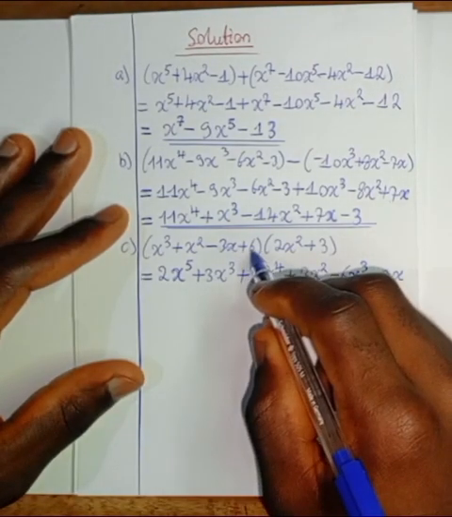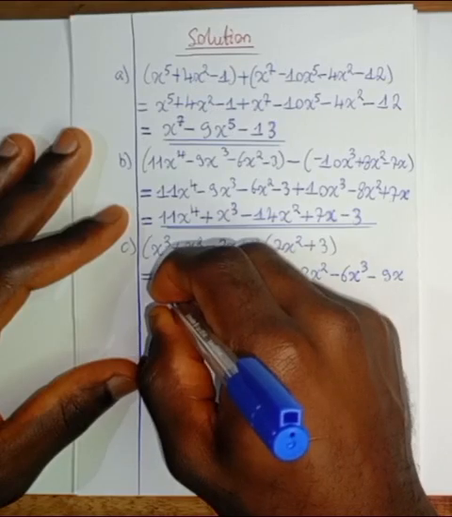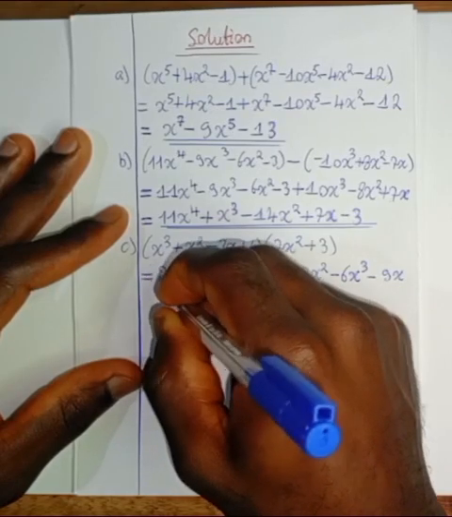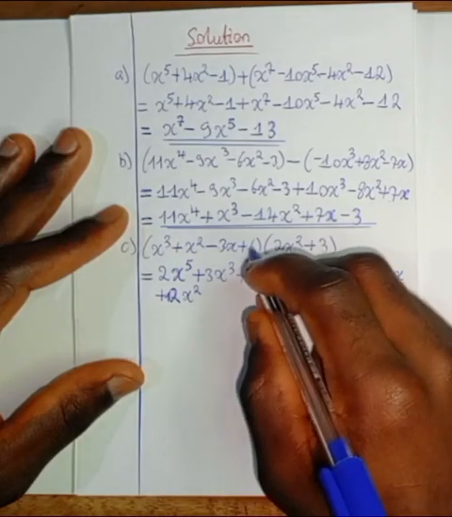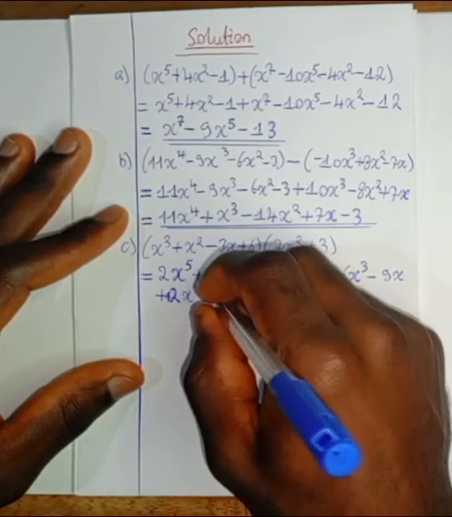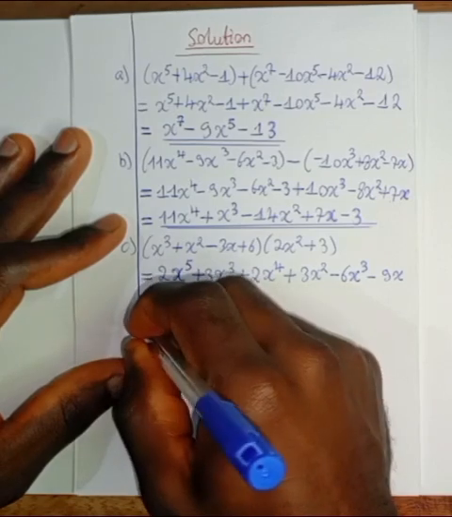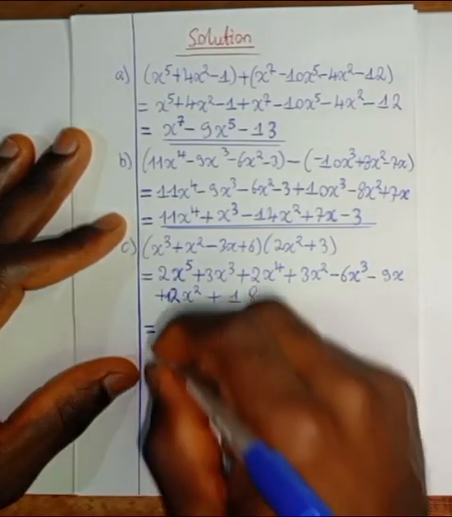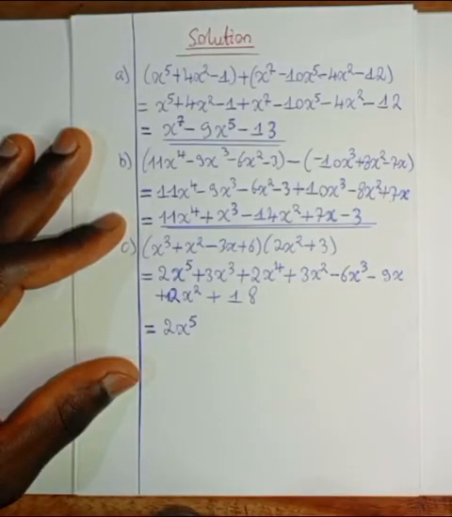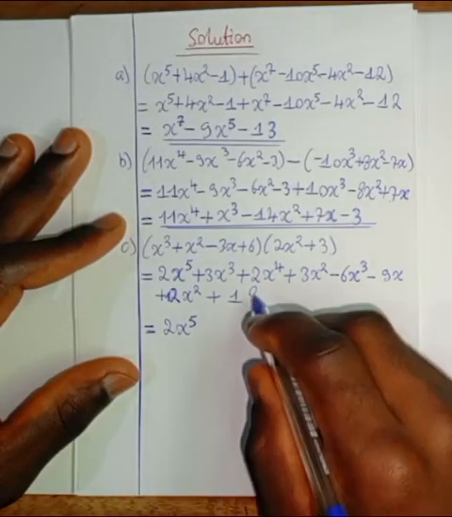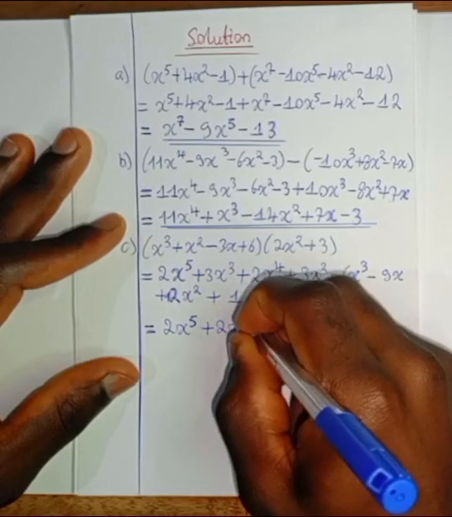We move now to 6. 6 times 2x squared gives us plus 12x squared. 6 times 3 gives us plus 18. Next, we get to simplify. This will simply be equal to 2x to the power 5. We move now to the terms in x to the power 4. We have just one term, plus 2x to the power 4.